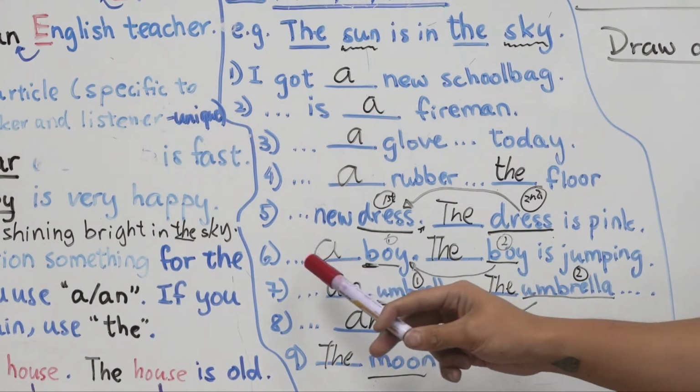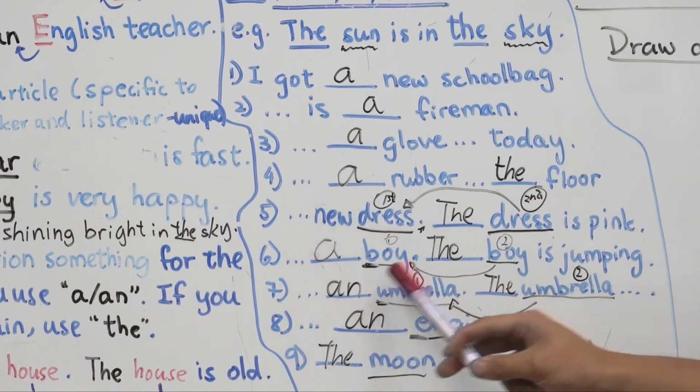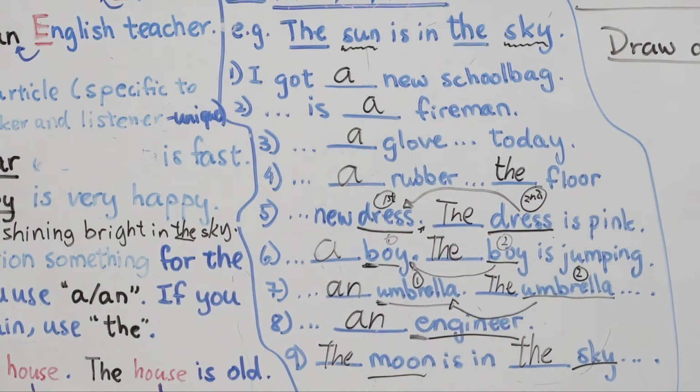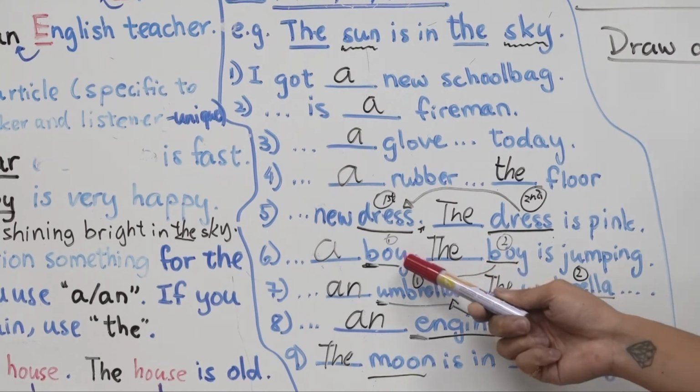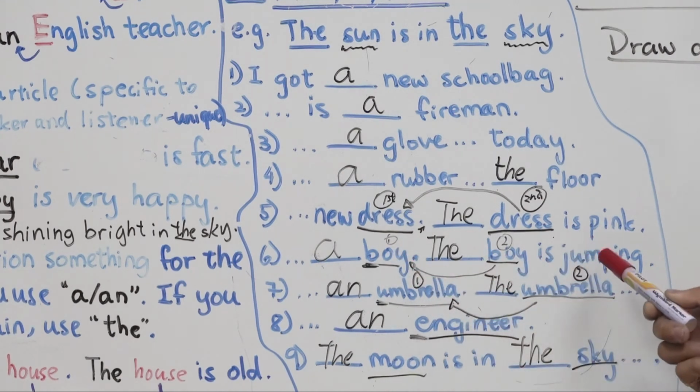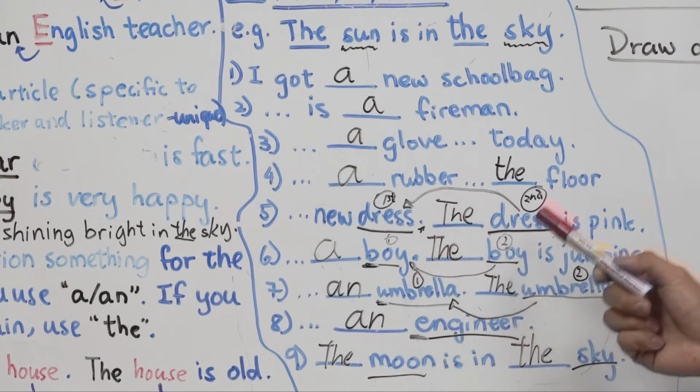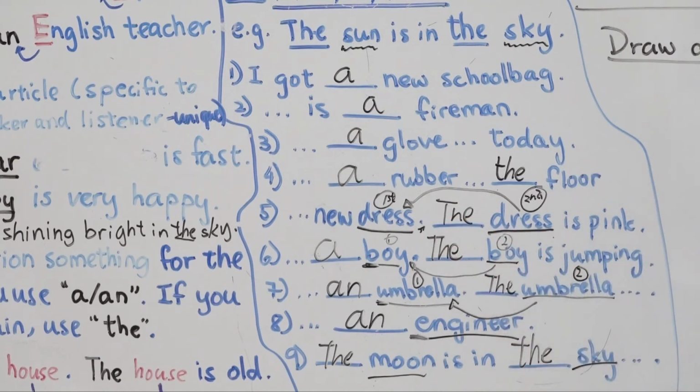Similar to there is a boy. So this is the first time we talk about the boy, and he's a generic boy, right? We don't know him yet. Now, we know that we're talking about this same boy, and he is jumping. So, this boy is specific. So we will say the boy is jumping.